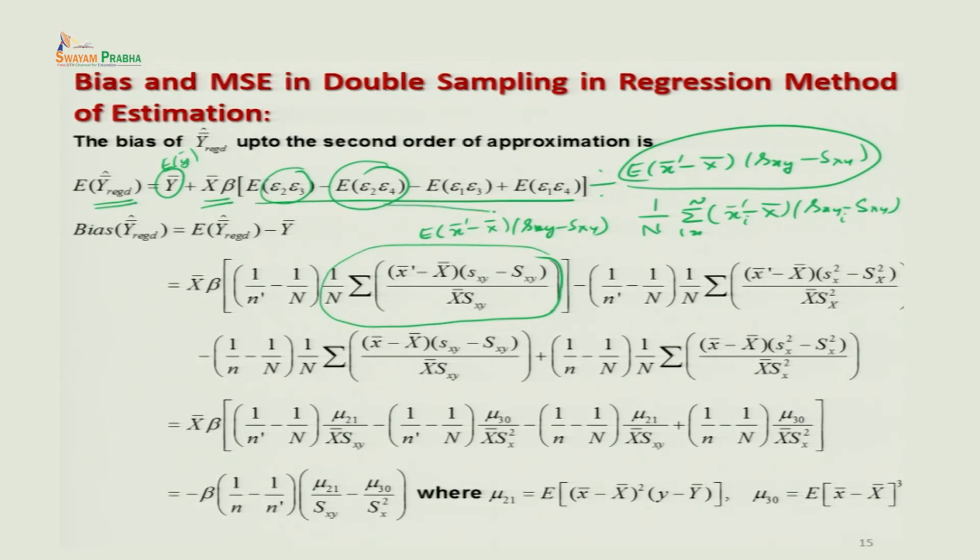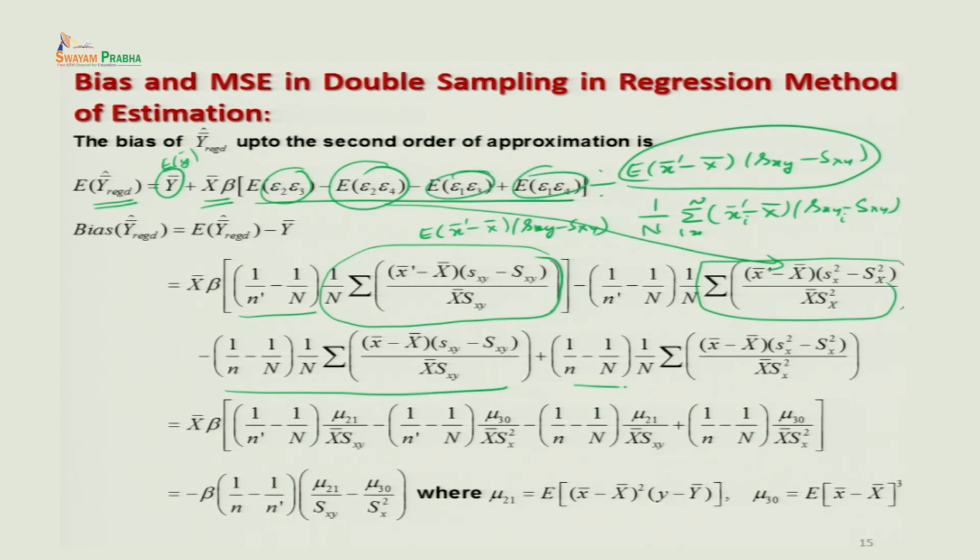And the same thing I try to do here with the expected value of epsilon 2 epsilon 4, like this. And then obviously this term 1 upon n prime minus 1 upon capital N appears, because you are trying to find out the covariance between the two quantities, where the samples have been drawn by simple random sampling. And similarly, we write down the expectation value of epsilon 1 epsilon 3 and epsilon 1 epsilon 4. Now, it is difficult to find out these expectations.